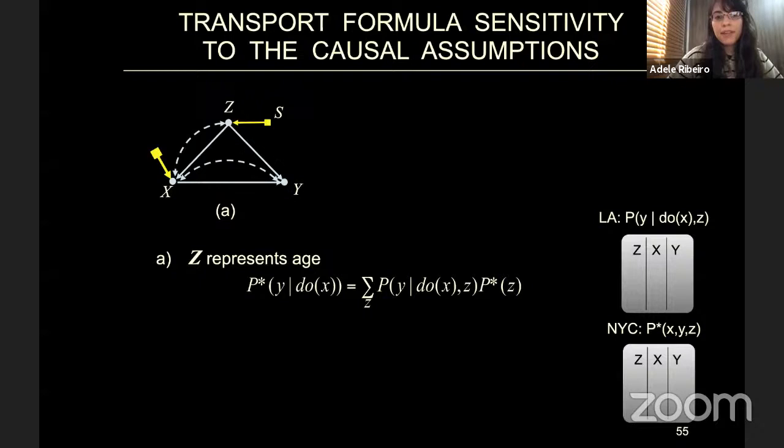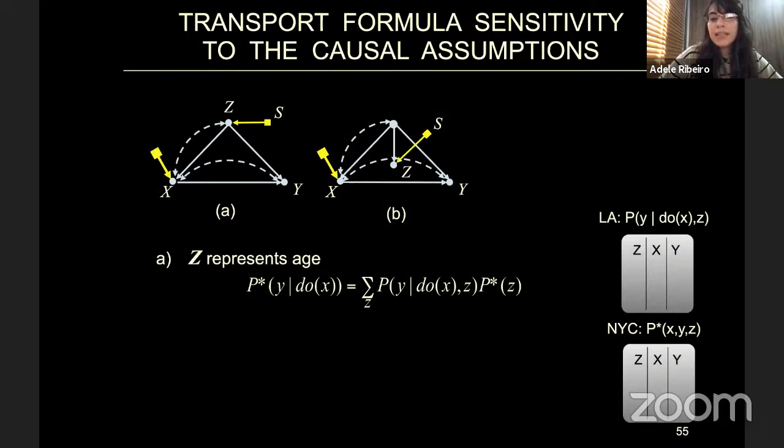So conditioning on Z, we block the source of heterogeneity. This is the same for X. So we are blocking the path coming from this source of heterogeneity to Y by conditioning on X. So it's okay, even if we have these bidirected arrows, we are still blocking this path. So the formula is the same. And now suppose that this is the graph. And note here that these two graphs are equivalent. They are statistically equivalent because they are both compatible with the data. So these are two graphs that are in the same equivalence class here.